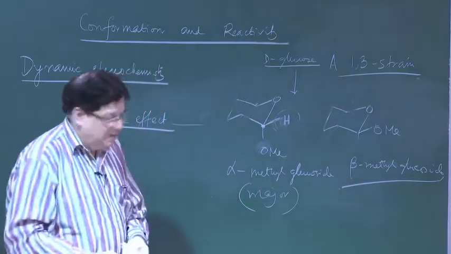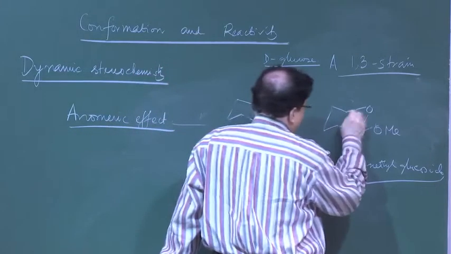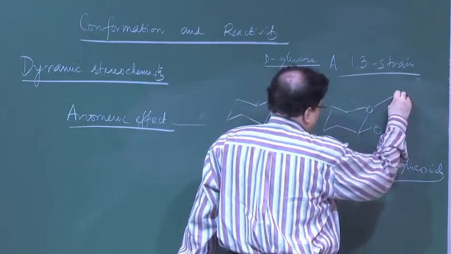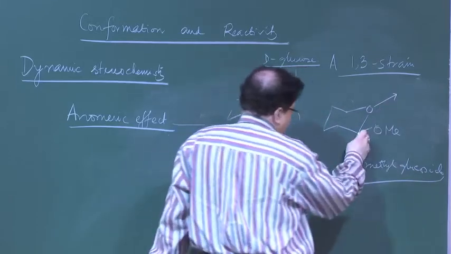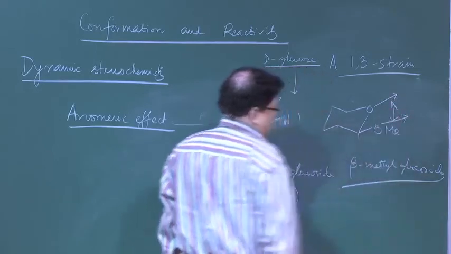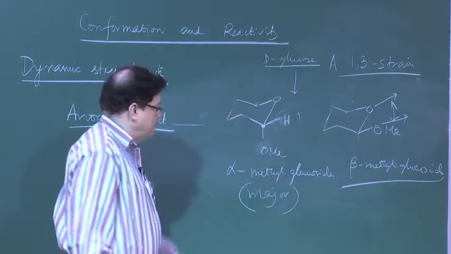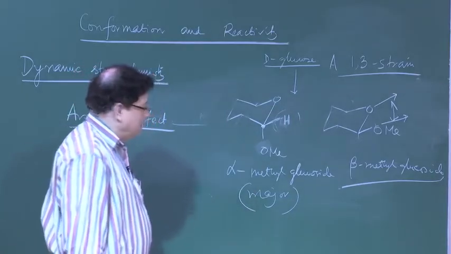And why is that? There are many explanations. One explanation is the dipole, because in this case the dipole, the polarity is in this direction and the CO-OMe also in this direction. So, there will be repulsion between these dipoles, which is minimized in case of the axial methoxy.